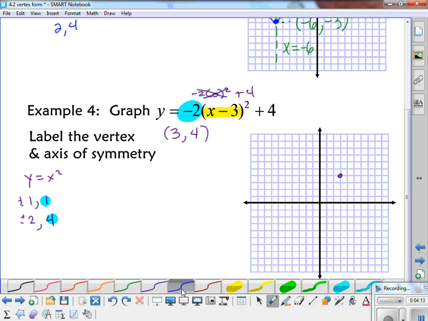So I'm going to let you guys try and graph that yourself and see how you do, and then we'll go over it together. Okay, all eyes back up here?